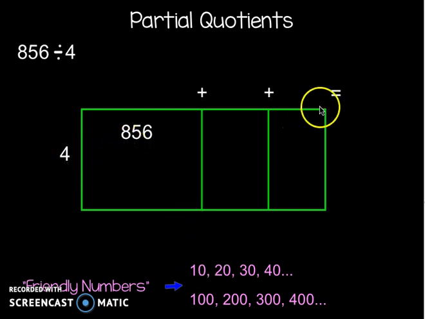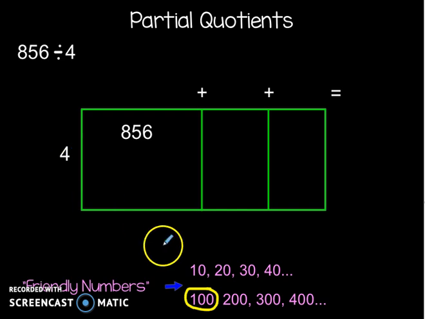Well, if I start looking at my tens and I think, well, 4 times 10, will that get me close to 800? No, not even close. 4 times 10 is only 40. So I'm going to forget the tens and I'm going to go right to the bigger numbers and look into the hundreds because our dividend is in the hundreds. Well, 4 times 100 is only 400. Not big enough, not close enough.